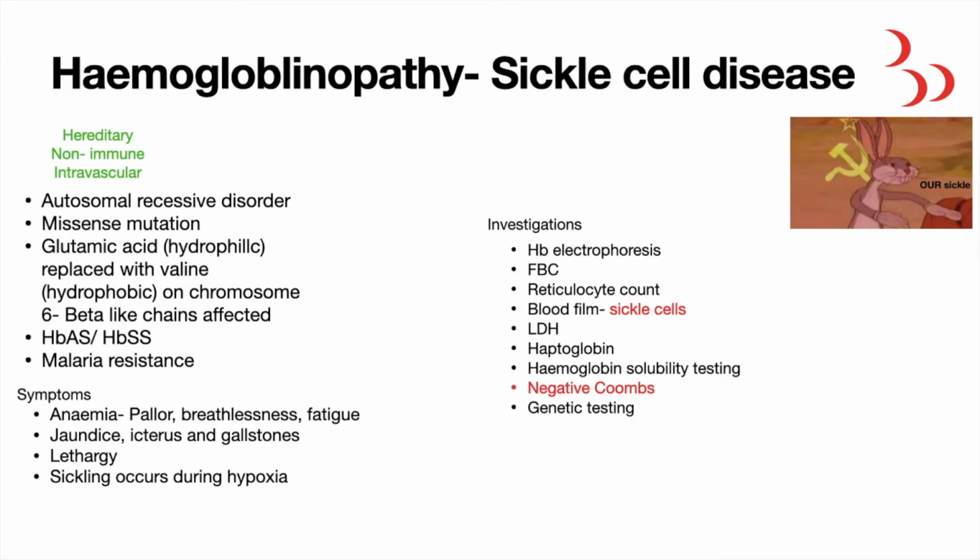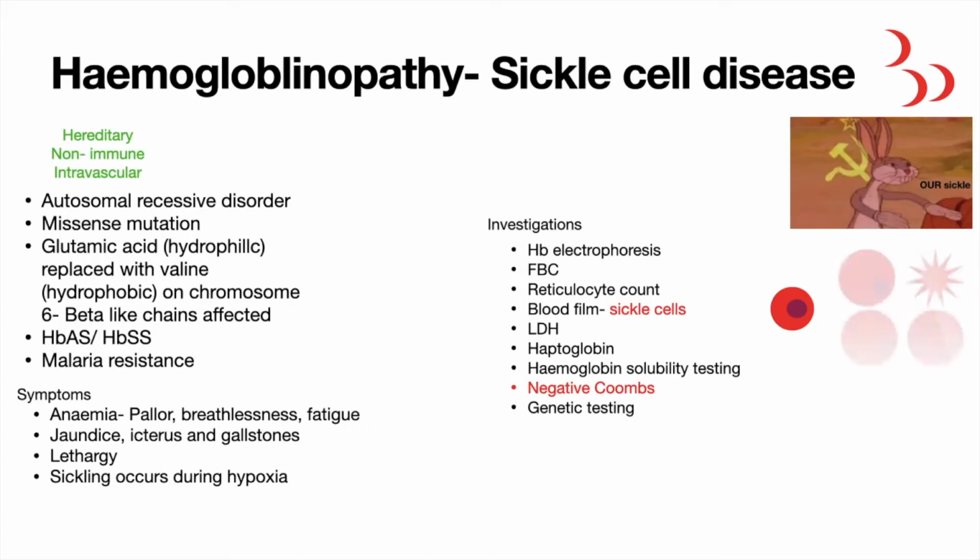And essentially what happens is, when the patient becomes hypoxic, then the red blood cells lose their shape, become these sickle cells, and it can lead to a number of complications, which we will have a look at on the next slide. We can also do hemoglobin solubility testing for a more definitive diagnosis. And again, the Coombs test will be negative because there are no antibodies targeted against the red blood cells.